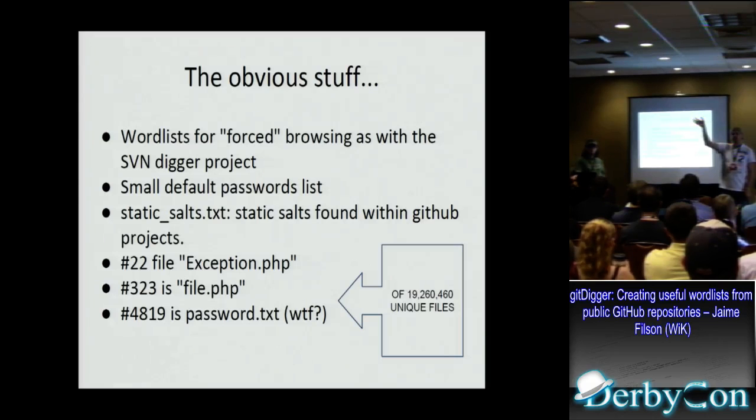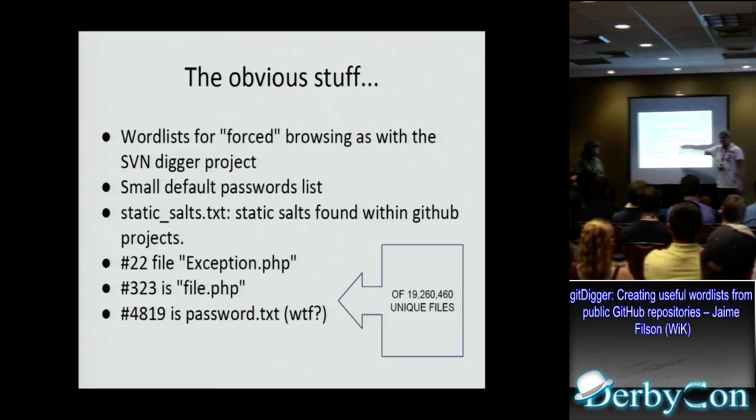Remote code execution. If you download a Ruby on Rails application from GitHub and don't change the salt that they have in that application, I can now have free remote code execution on you. So he pulls out all the static salts.